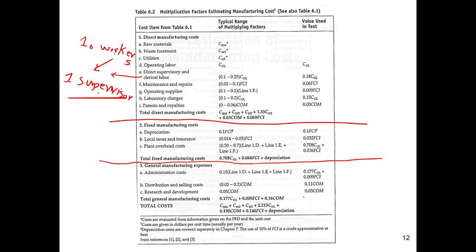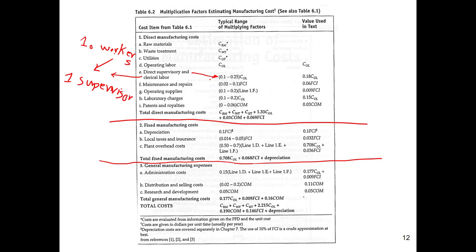So for each 10 workers, you need one supervisor, right? So your supervisory cost relates to the operating labor, the amount of labor that you have. It's usually, let's say, 10% to 20% of the operating labor that you have. Okay, I hope this explanation is clear.